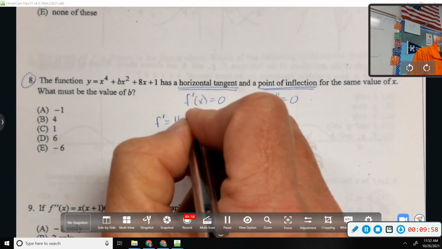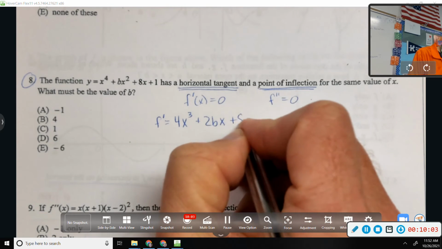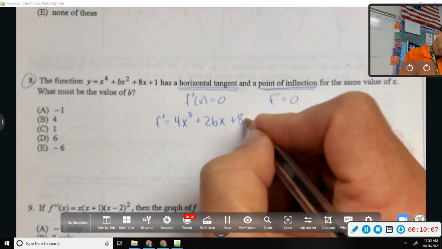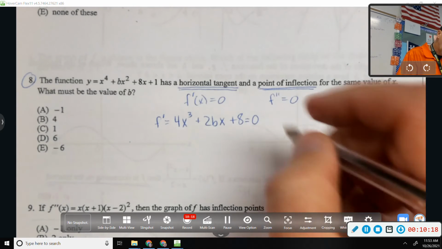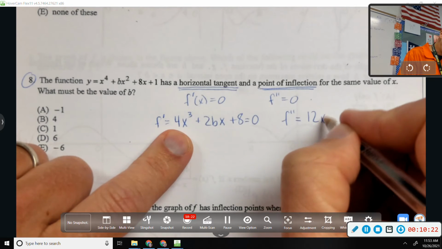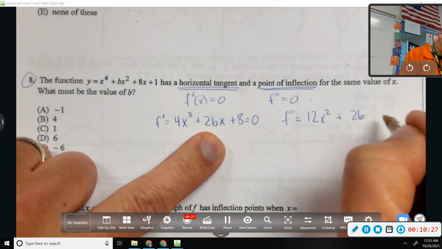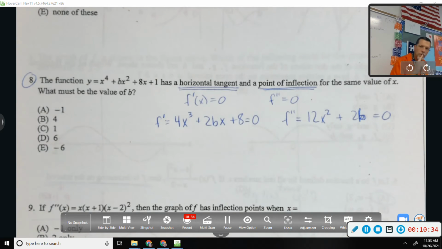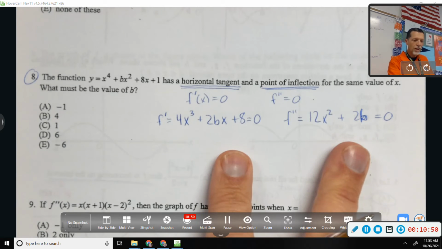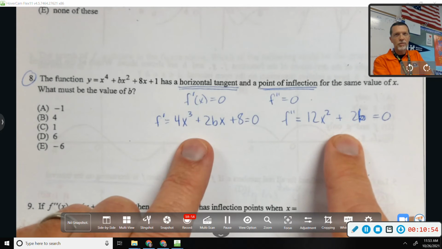4x cubed plus 2bx plus 8 equals 0 because there's a horizontal tangent line there. Yeah, like you said, two variables, that's not really helpful. That doesn't do much for me. Second derivative, 12x squared plus 2b. That's a b, not a 6. Equals 0. It has to equal 0. Well, that doesn't help me much either. They're both zeros. You can set them equal to each other. Okay, be careful. That's true, but it still doesn't help. I can set them equal to each other because they're both zero, but I would still have two equations and two unknowns.